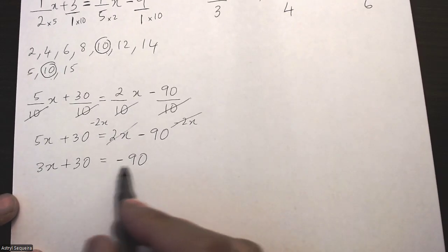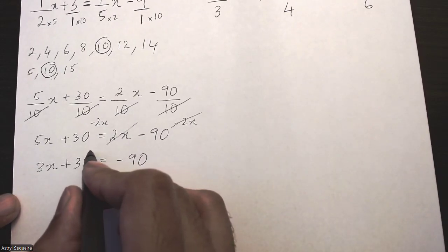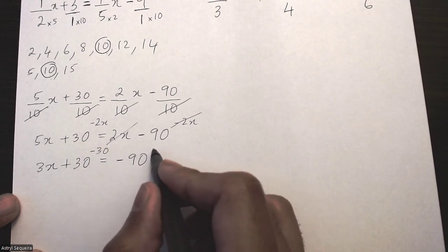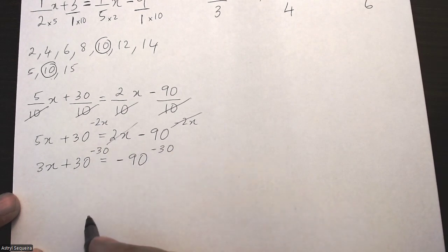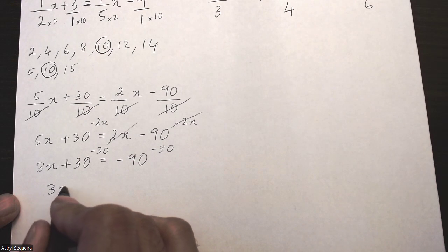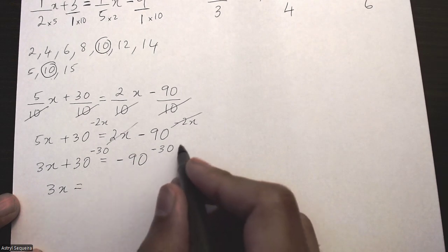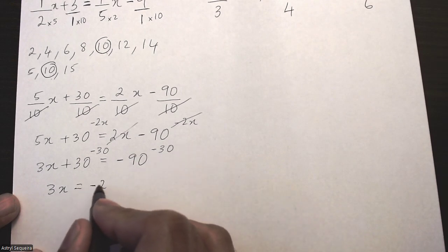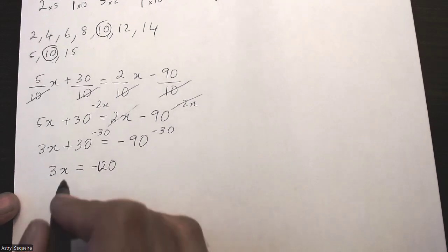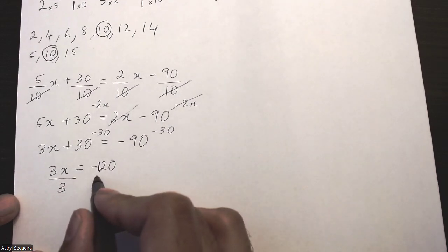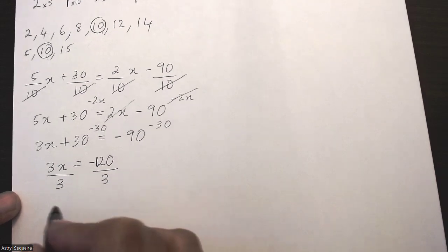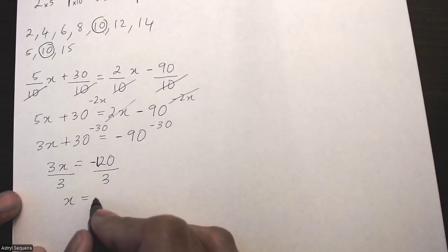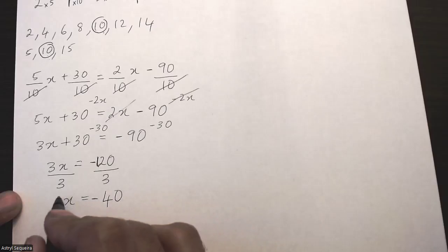Then I want to bring all the numbers to the right side. So I'm going to subtract 30 on both sides. Negative 90 minus 30 is just negative 120. And finally, divide both sides by 3, and I get x equals negative 40.